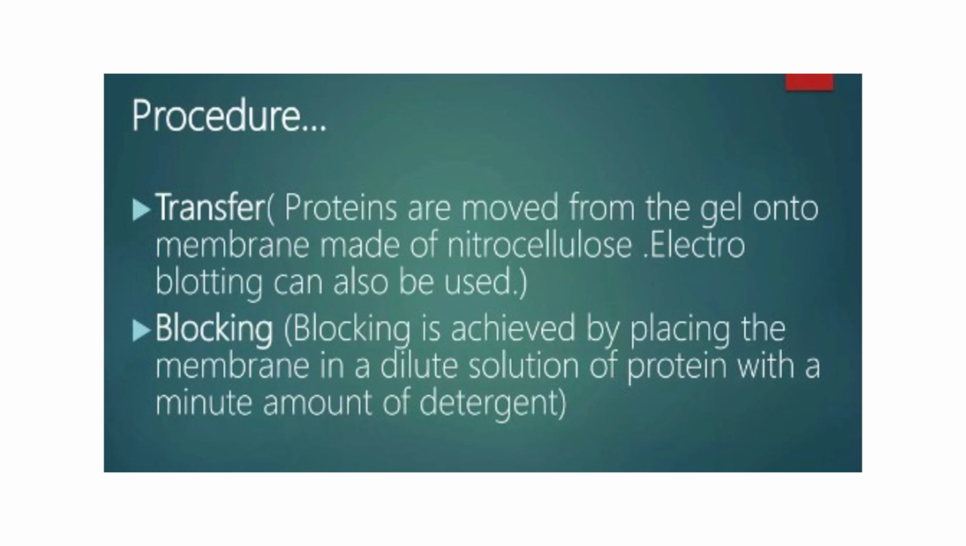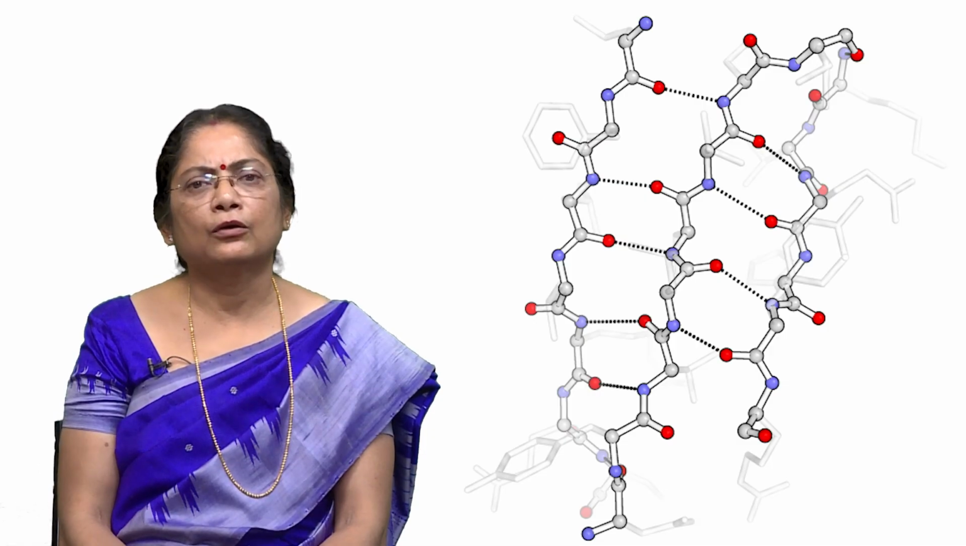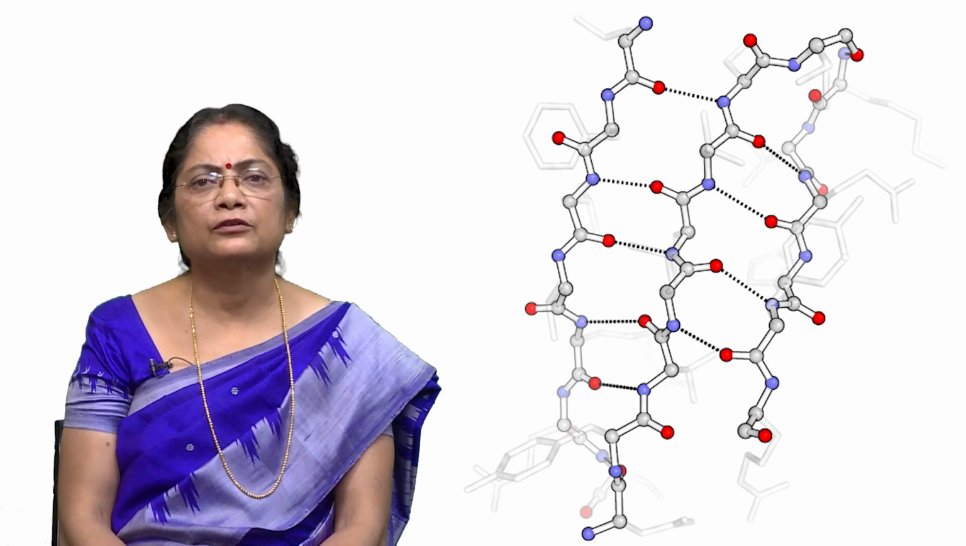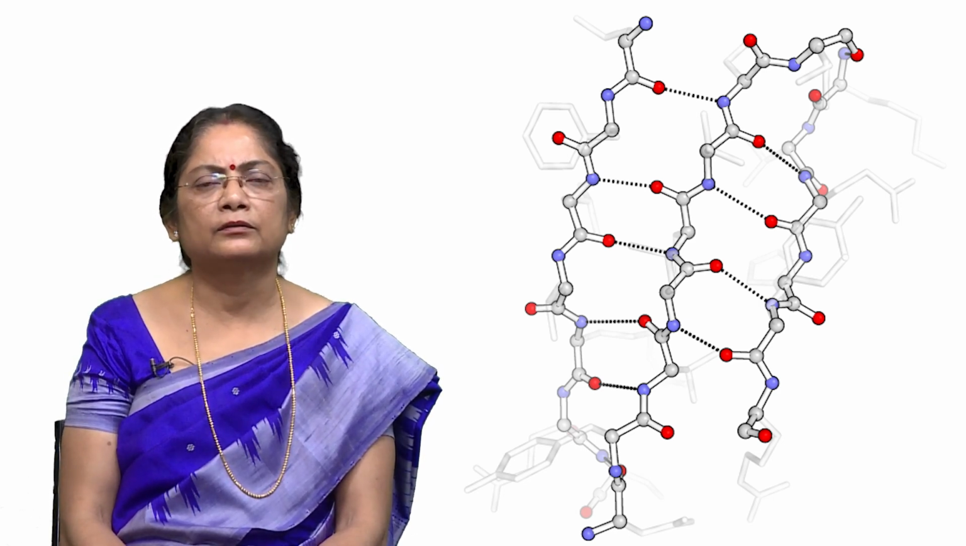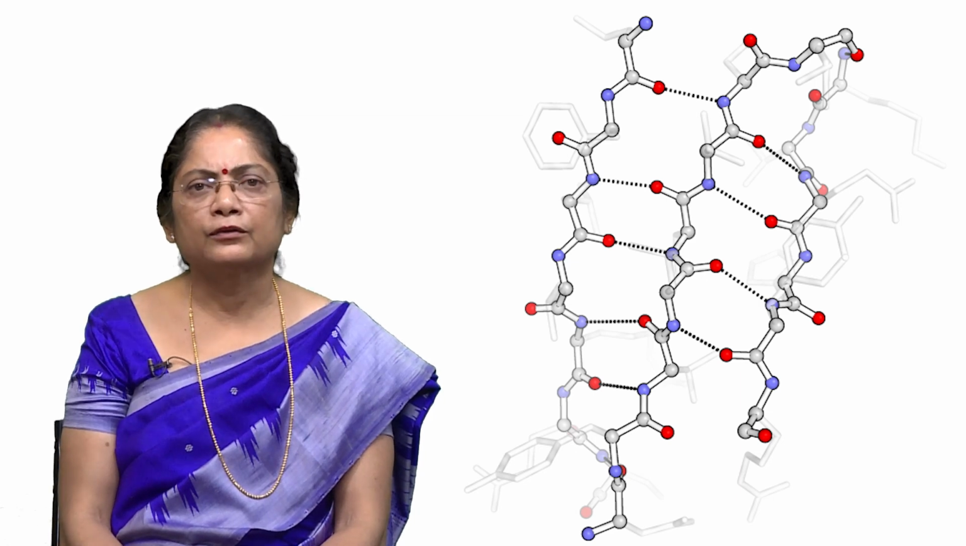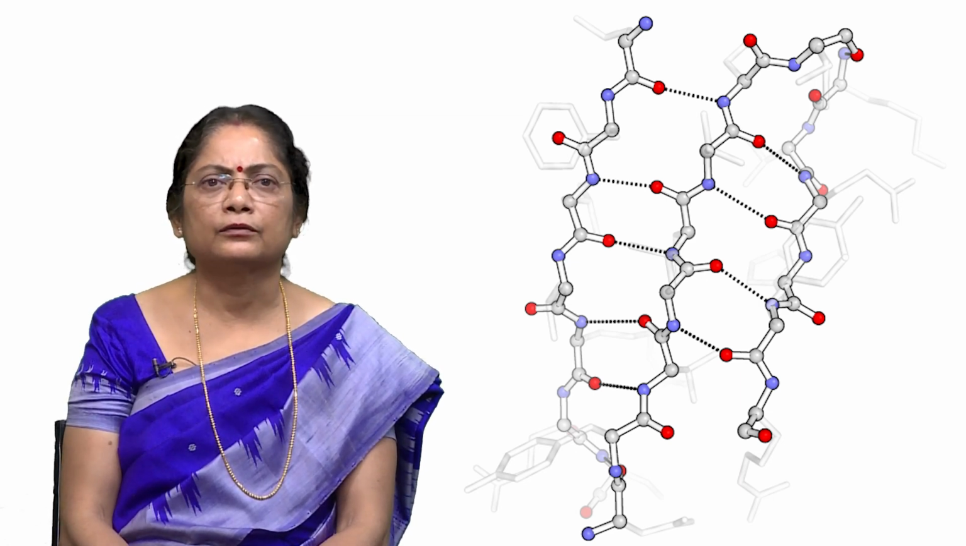Now, this is the transfer. First we have to run the proteins in SDS-PAGE and then transfer the protein. The proteins move from the gel to the membrane, which is made of nitrocellulose. We can also go for electroblotting, because it requires much less time. Within 2 or 2.5 hours the bands can be transferred from the gel to the membrane.